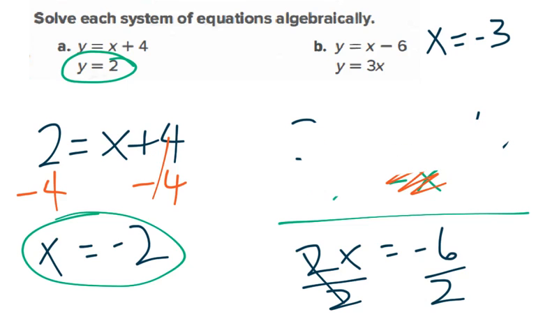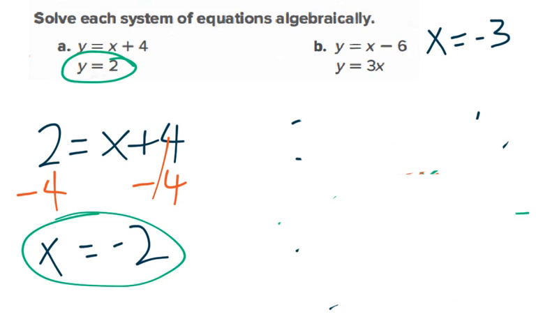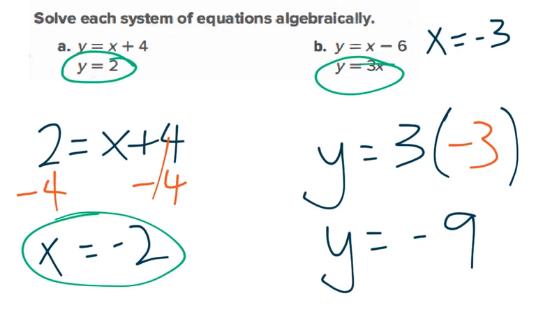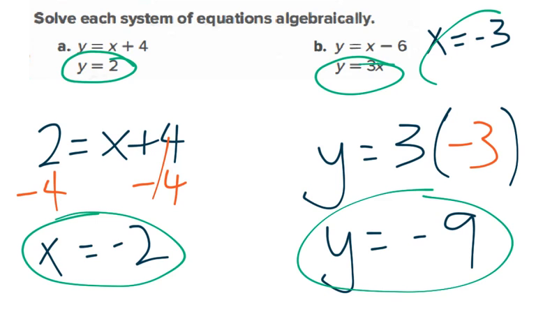Now I'm going to give myself some space, and I'm going to plug it back in. I'm going to use the second one because it looks simpler. I'm going to plug it back into this one. So I have y equals 3 times x. And I'm just going to go ahead and put negative 3 in for x. So I know that y equals negative 9. So there's my two solutions. X equals negative 3 and y equals negative 9.